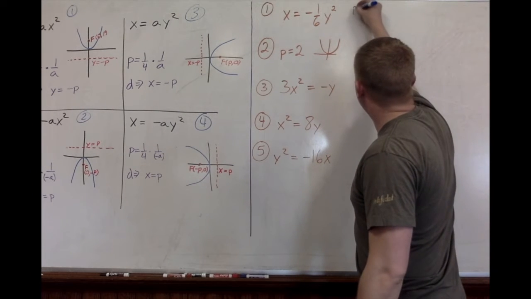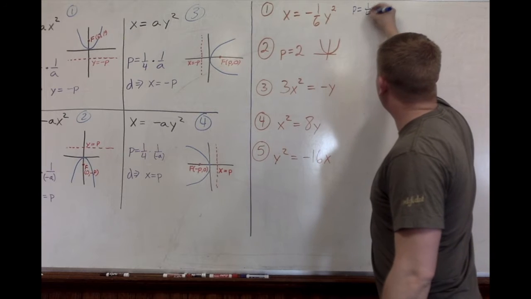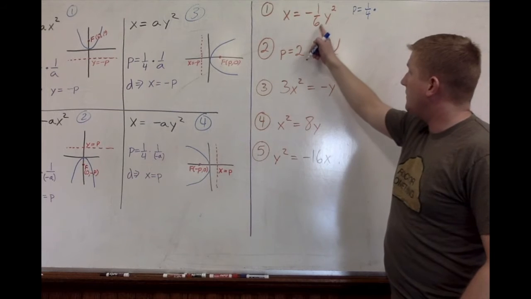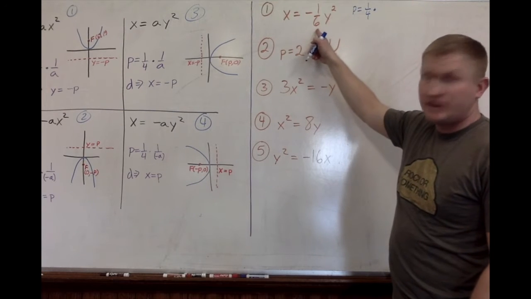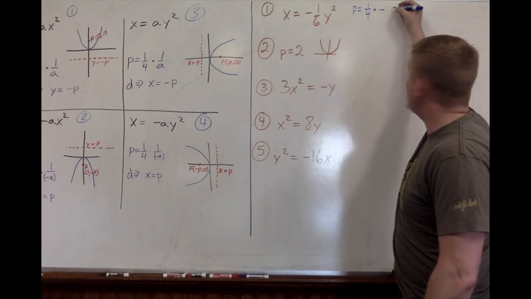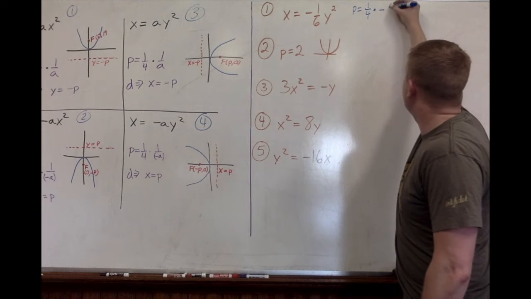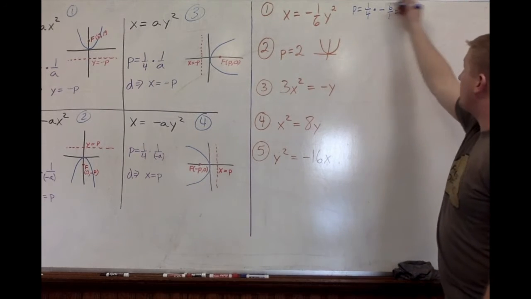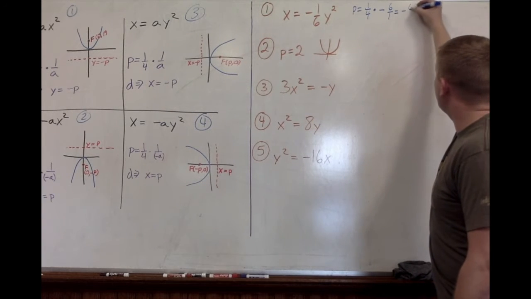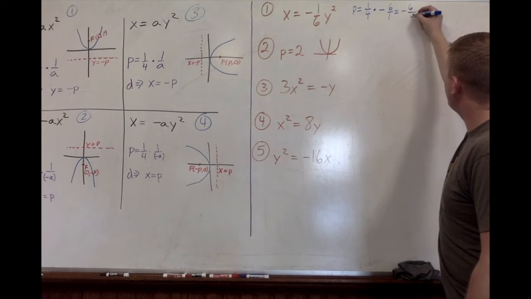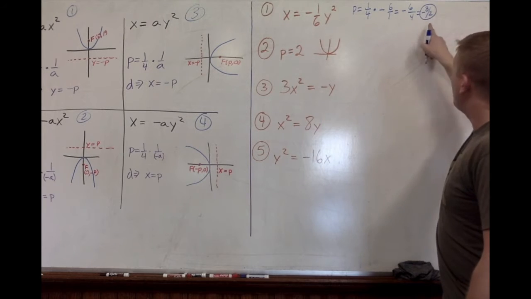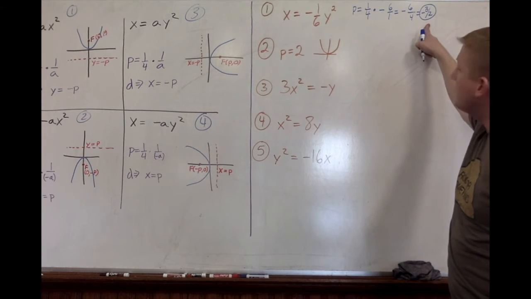So p is going to be equal to 1/4 times the reciprocal of a. A is negative 1/6. So the reciprocal of 1/6 is just 6, or 6 over 1. It's pretty easy enough. All right, so 1 times 6 is going to be negative 6. 4 times 1 is going to be 4, and we get negative 3/2. That is our p.